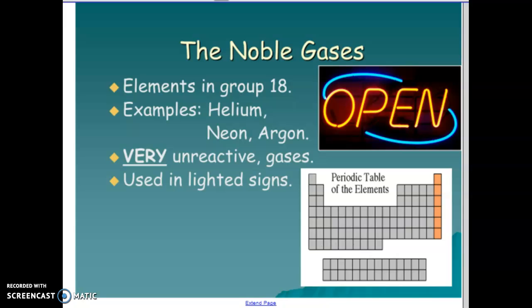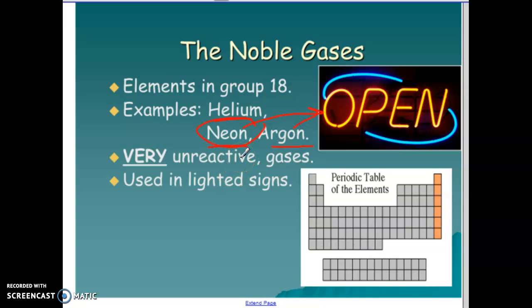And then the last column is called the noble gases group. Every element in group 18 is included in this, and they are essentially all gases. They're all non-metals. I chose 3 of them here: helium, neon, and argon. So actually here is some neon right here in the neon light sign.